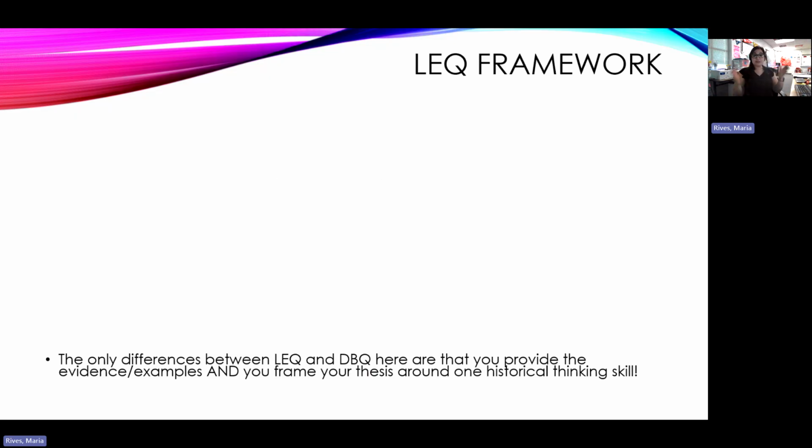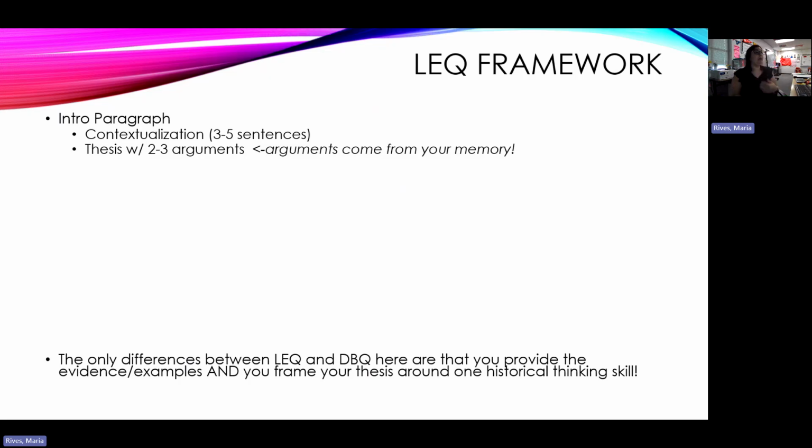Okay, so here's the framework. Here's the structure of the LEQ, the outline. It is overall similar to the DBQ, but the difference here is that you provide the examples and evidence from your memory in the LEQ, and you frame your thesis around that historical thinking skill. And again, this is based on your memory. It's content memorization. It's not just argumentation.